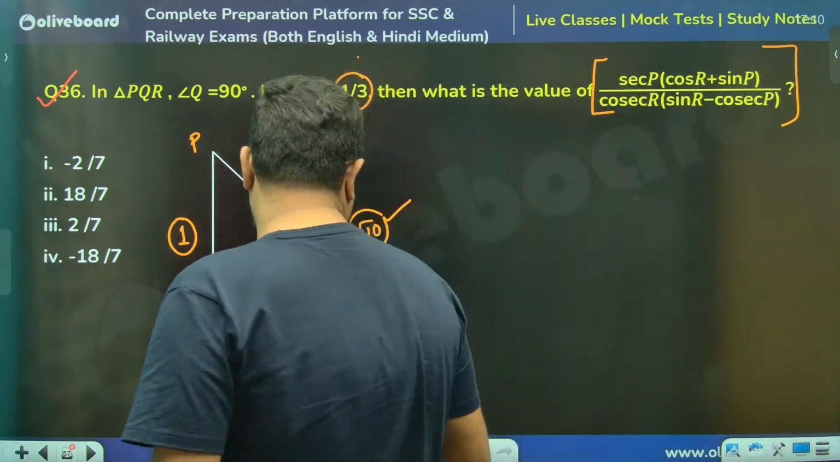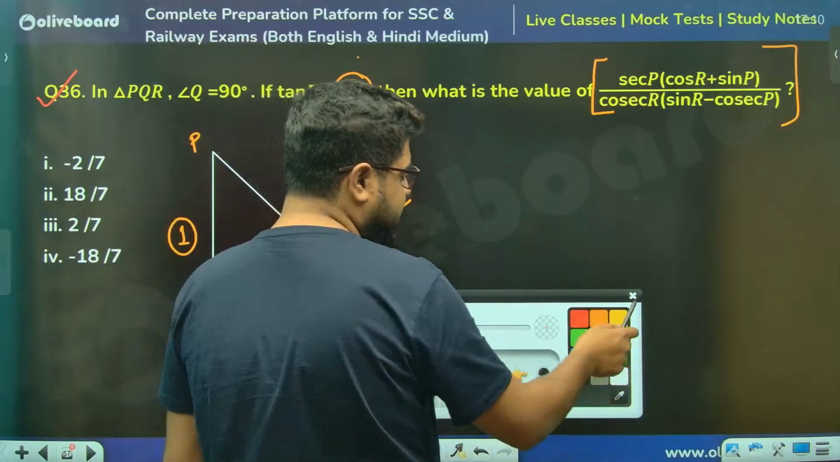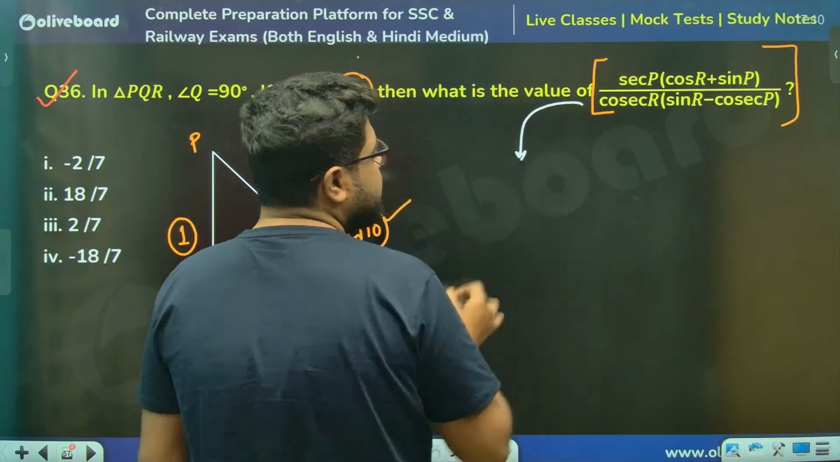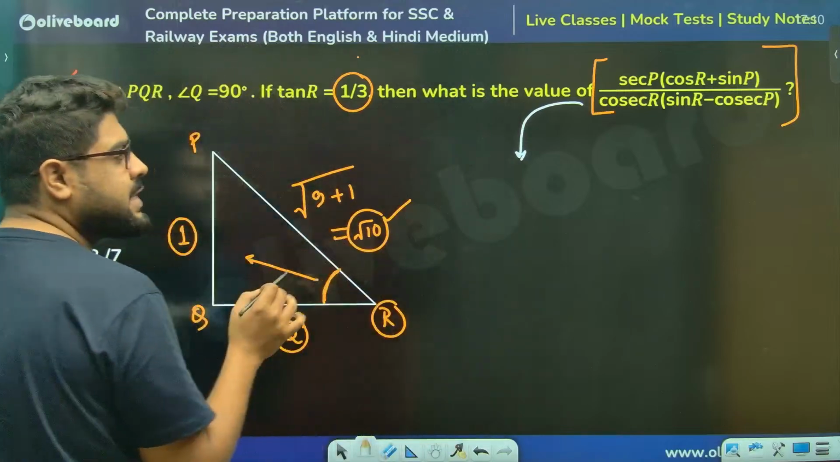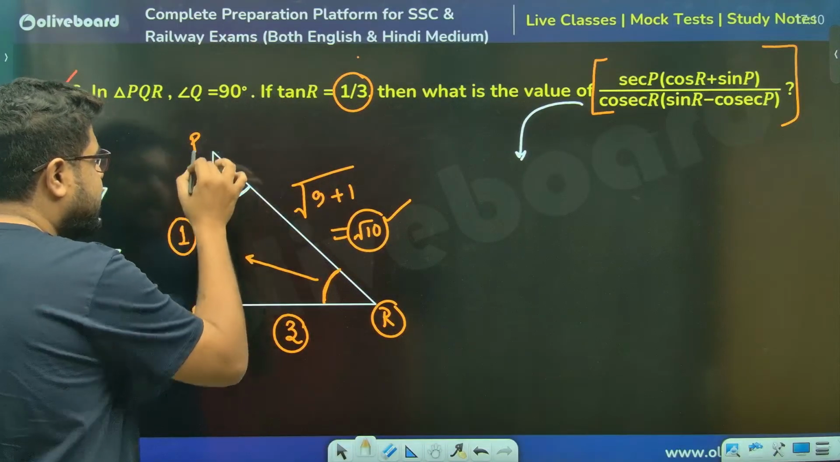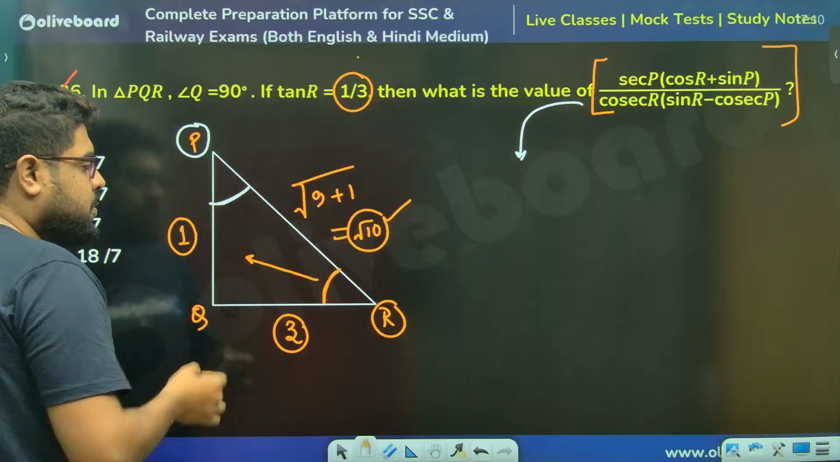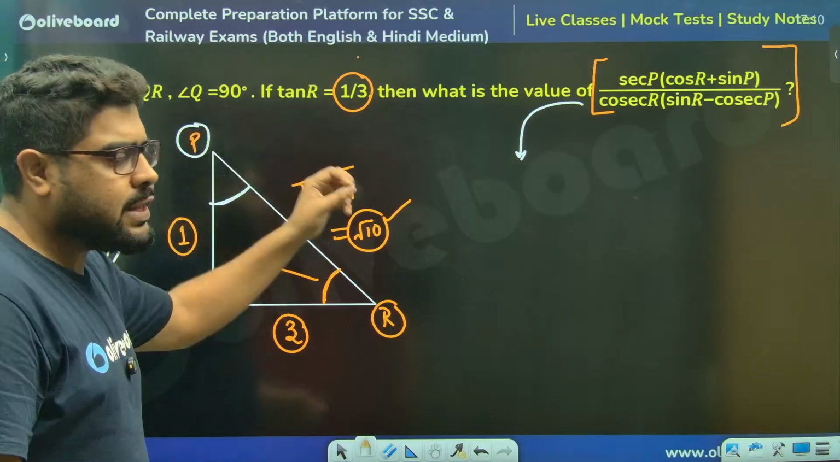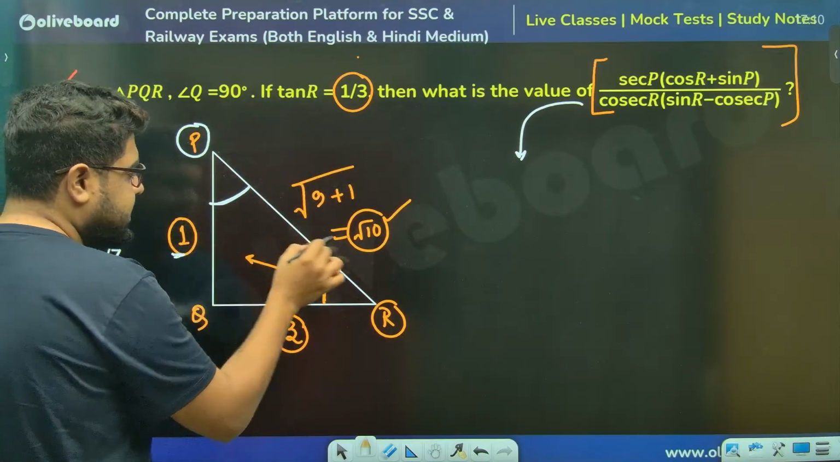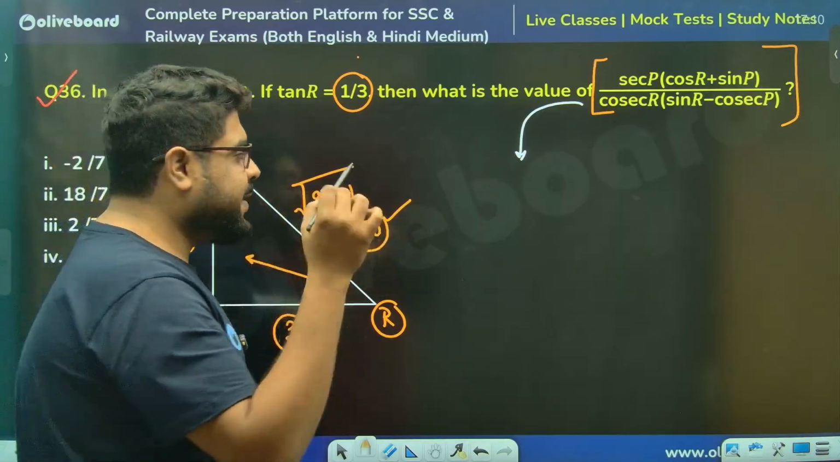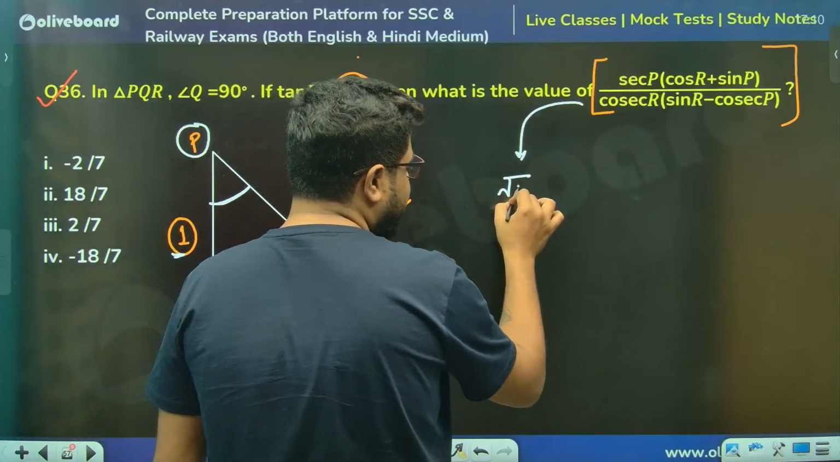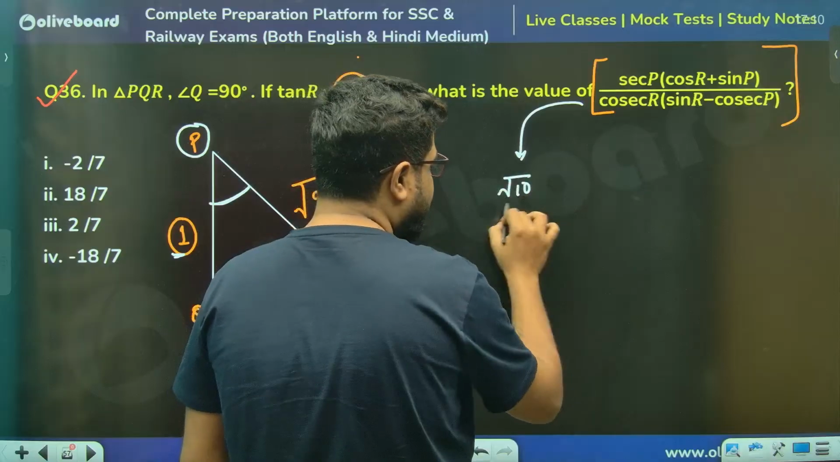Now let's see this one by one. A little calculative sometimes, these type of questions. Sec P. P means this angle. So if this is P, what is cos P? Now this is base, this is the hypotenuse. So cos P is 1 by root 10. So sec P will be the opposite, that is root 10 by 1, that is root 10.